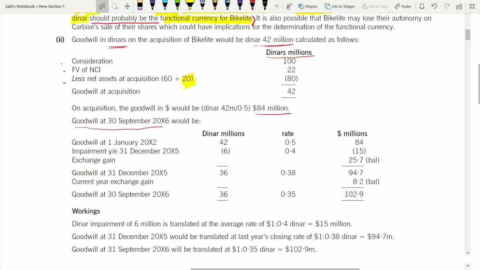So here you have to take the 1st of January 2002. Goodwill on 1st of January is 42 million dinar. You are taking the rates and in dollar. So 3 columns you have to mention. Whenever this goodwill translation is there, please maintain that column format. First it is in dinar, then the rate, and the third column will be in dollar million.